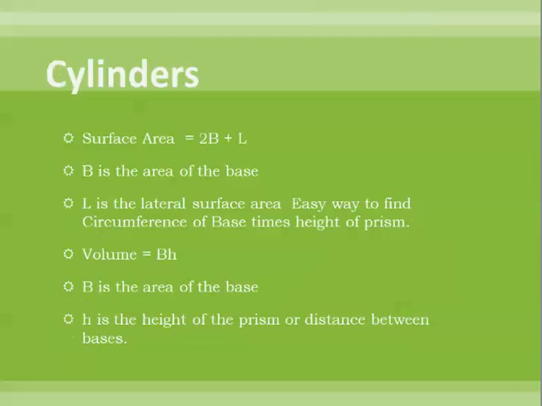Okay? Cylinders. Cylinders are going back to prisms, a little bit easier. The surface area is 2 times the area of the base plus the lateral surface area. The base is a circle, and so we're just going to use the circle formula. Area of a circle, pi r squared. Okay? Lateral surface area, easy way to find this: the circumference of the base. Well, that's still the perimeter of the base, just a circle version of it. So it's 2 pi r times the height.